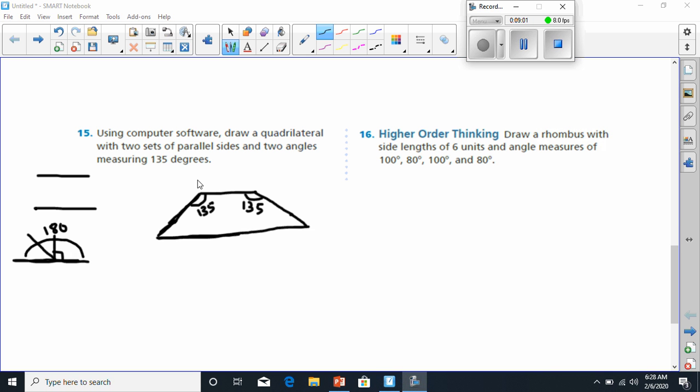Now, another way that you could draw this, if you wanted to, you could draw it like a diamond, right? And you could have your diamond like so, and as long as these 2 angles were 135 degrees, it would also fit the description of this quadrilateral, right? Quadrilateral is 4 sides, and as long as both of these sides are 135, it would also fit that description.